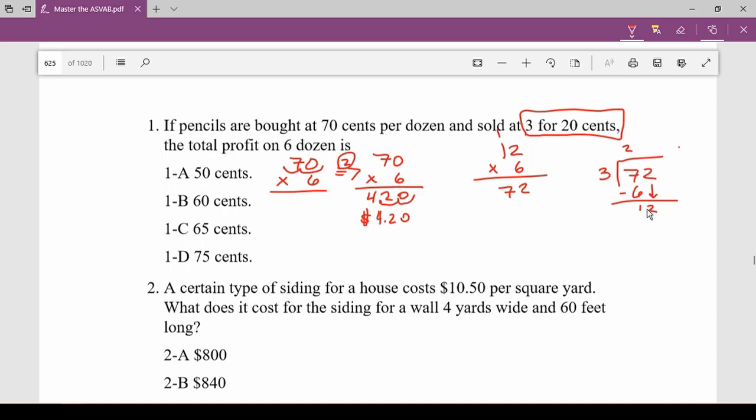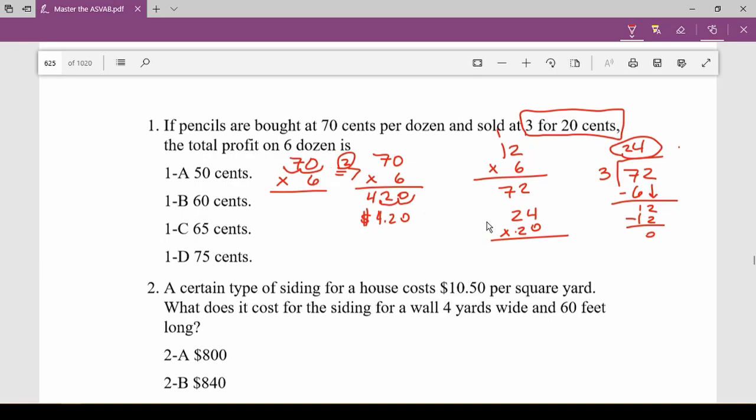Now the question is, how many times does 3 go into 12? That is 4. Of course, 3 times 4 is 12. 12 minus 12 is 0. So we know there are 24 sets of 3 pencils in 6 dozen. Now we're going to take 24 and multiply it by 20 cents.